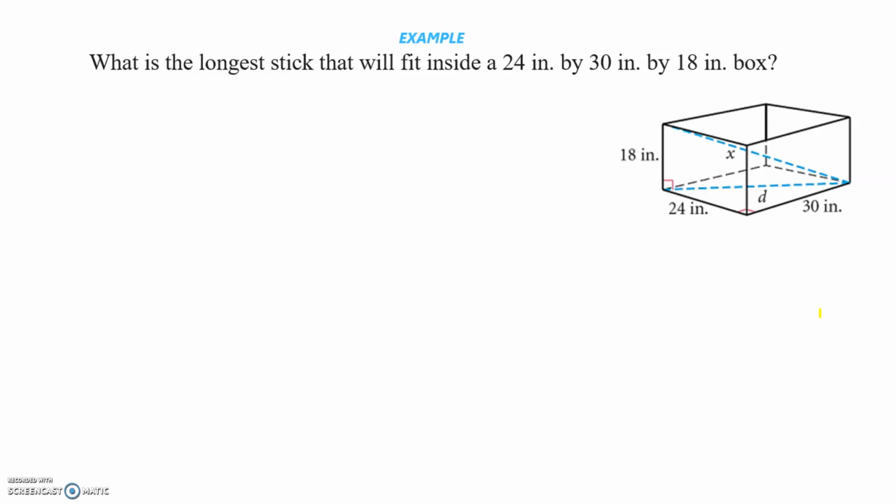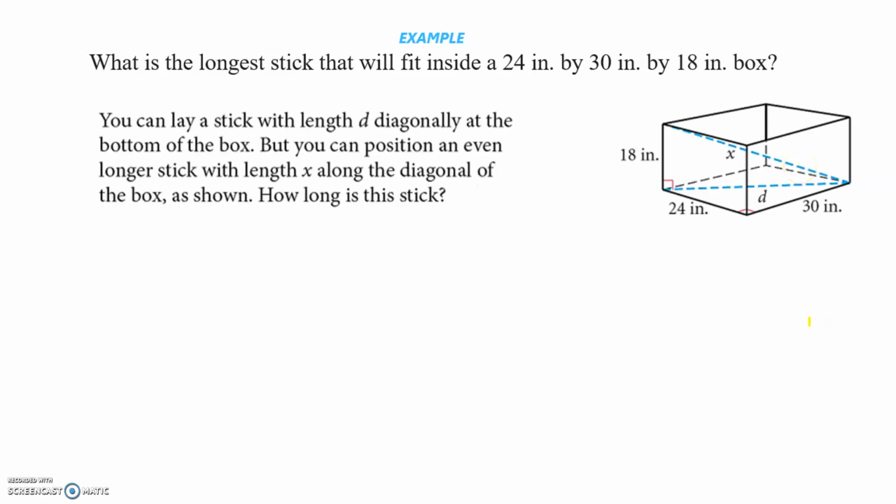What is the longest stick that will fit inside a 24 by 30 by 18 inch box? So they have the picture there. It says you can lay a stick with length D diagonally at the bottom of the box. So that's what they have over here. They said, okay, we could lay it down there. But if you tilt it, you can position an even longer stick with a length X along the diagonal of the box as shown. So I could tilt it up so it is actually up there. So the question is, how long could that stick X be?